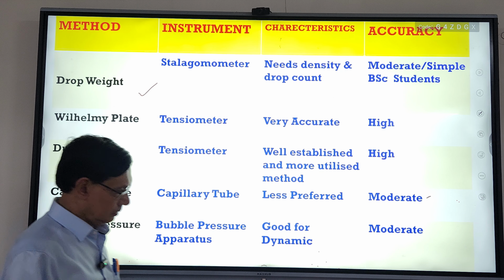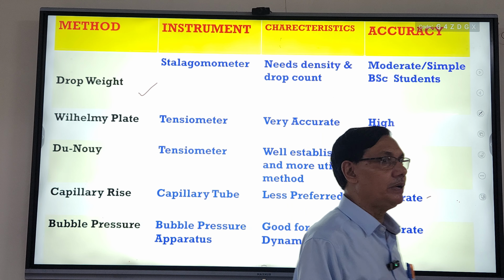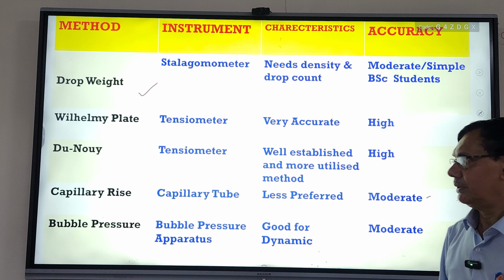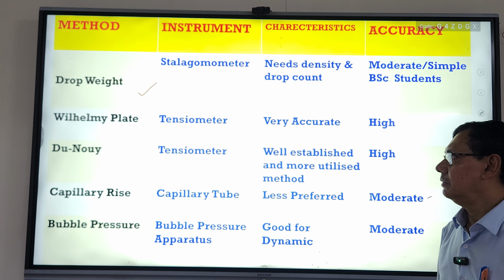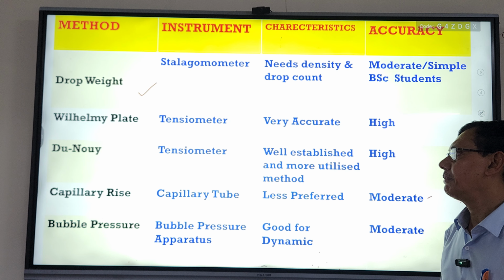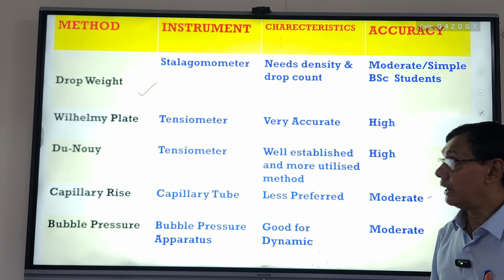Second method is called the tensiometric method. Sometimes you can directly determine the surface tension, and fortunately we have a very sophisticated, very costly Du Noüy tensiometer, Kyowa group, which is a well established and more utilized and accurate method. You will get the accurate value.